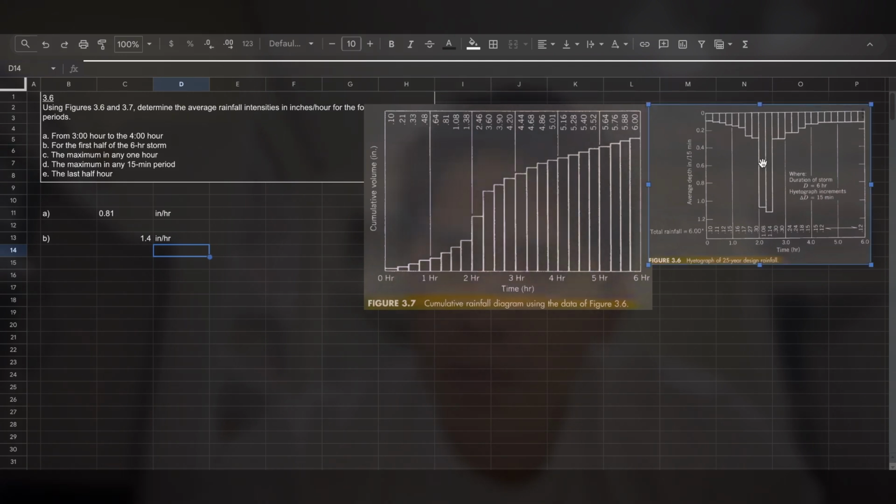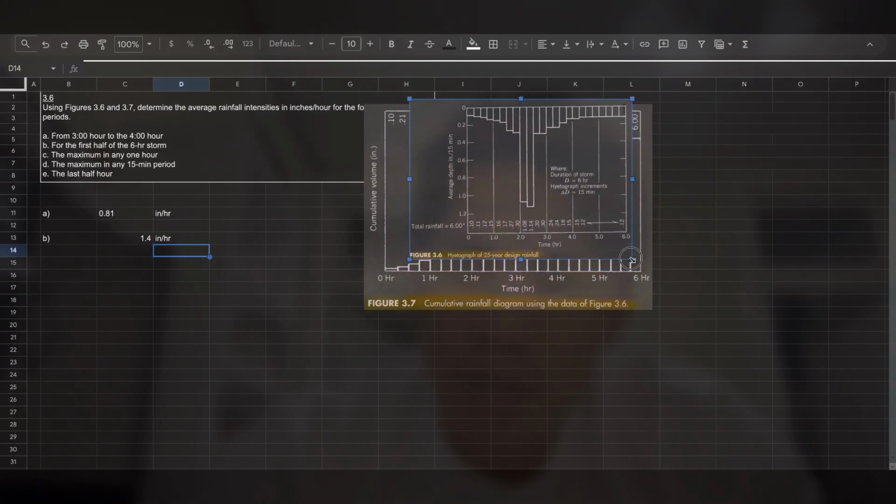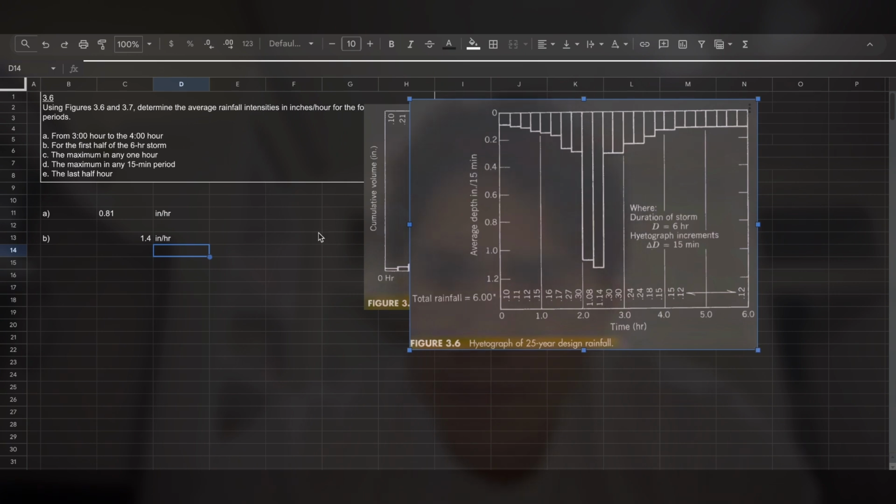Another way to do it with this other graph will give you the same results. For part A, from hours 3 to 4, we want to know the amount of precipitation in that hour. So you just add up all these values in that hour. Sorry, from 3 to 4 here. So you add up 0.24 plus 0.24 plus 0.18 plus 0.15, and it's going to give you 0.81. And that precipitation was gotten during this hour. So it's going to be 0.81 per hour in this time lapse.